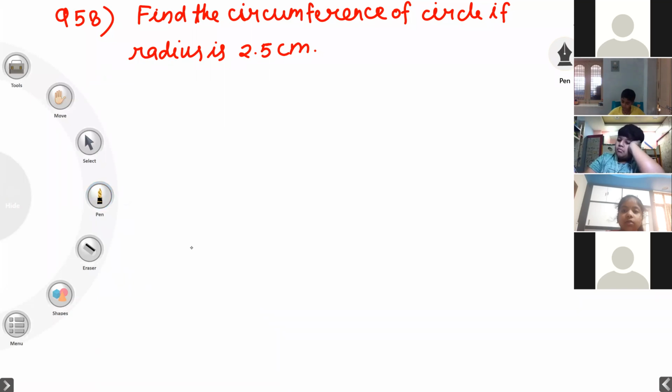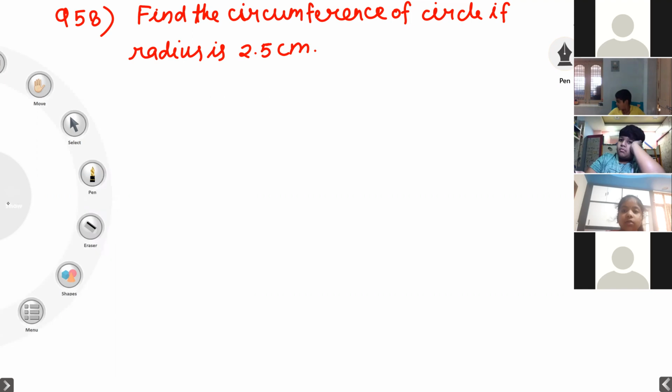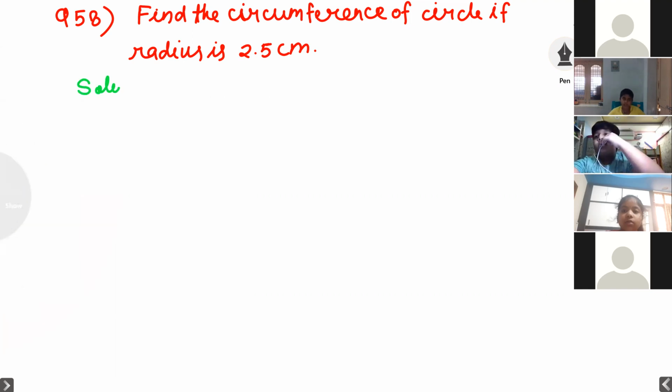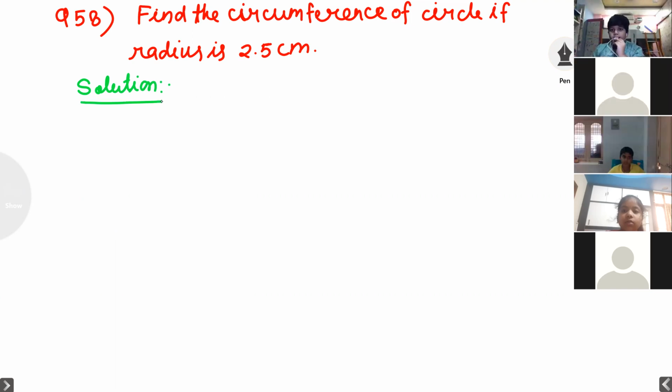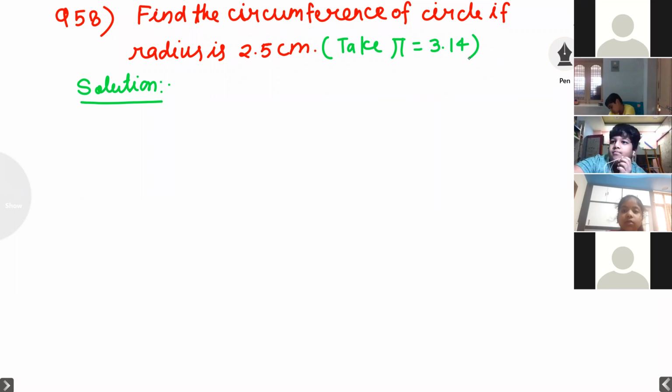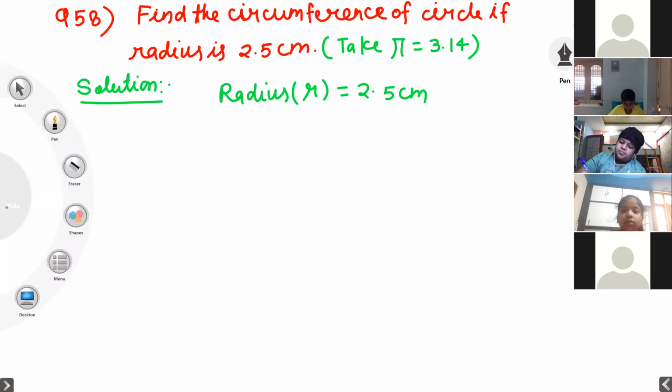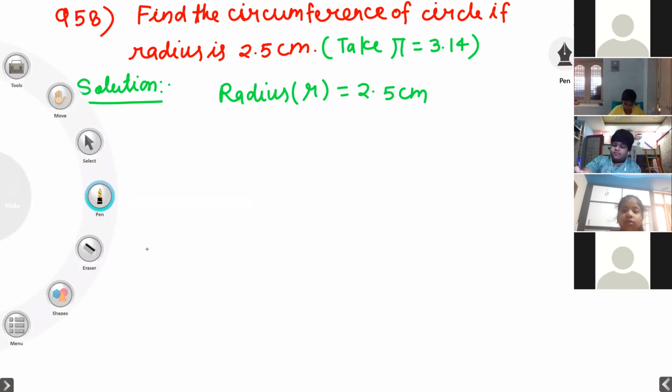Now in this question, which formula do we want to apply, first formula or second formula? Second formula, because he has given radius. Take pi 3.14. They will give in the question, student, what is the pi value. Radius small r is equal to 2.5 centimeter, and I know formula circumference of circle if they have given radius.